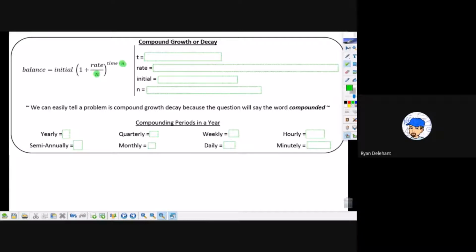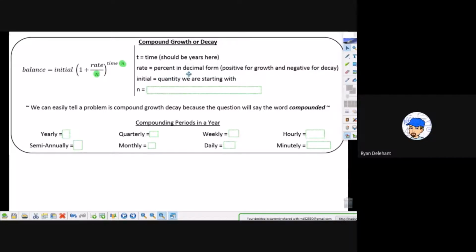And there's an assignment that you'll work on that you'll see that. Now, T still stands for time. It's going to be in years. Your initial is still what you start with. Your rate is still your percentage in decimal form. What changes here is we have this value of n. And n is the number of compounding periods per year.